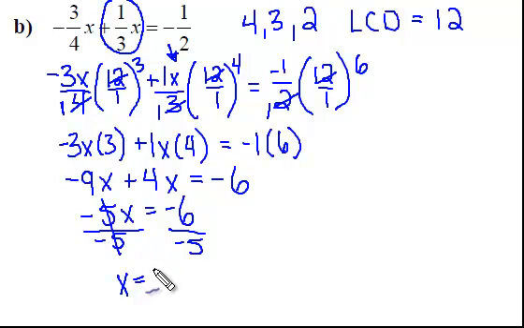Now remember, a negative divided by a negative will just give me a positive, so I can drop those negative signs. They are redundant. My answer will be 6 over 5. That's my final answer. That's as reduced as it can get.